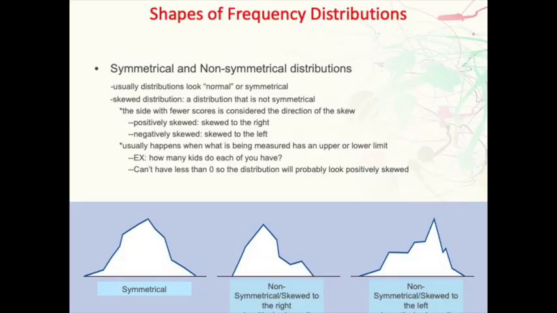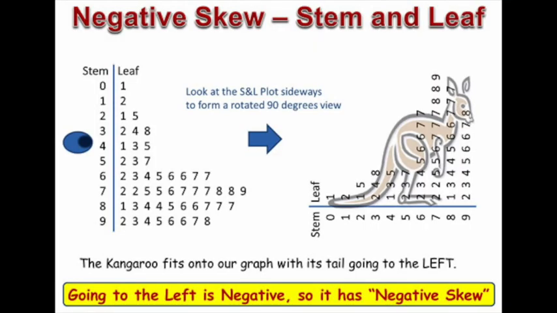If a distribution is skewed to the left, as you see in the bottom right image, where the tail is on the left, there's a score there pulling that tail toward it. So we would say that shape is negatively skewed, or skewed to the left.